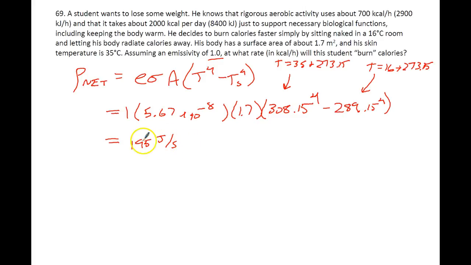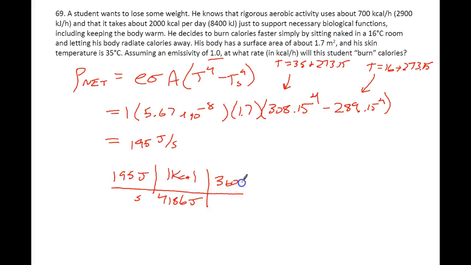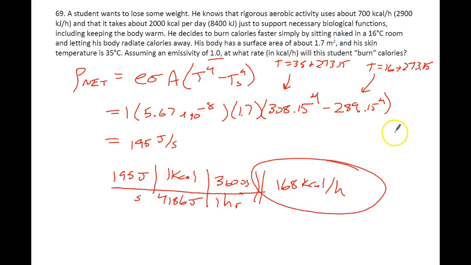But the reason we keep it in joules per second here is we want to convert it into kilocalories per hour. So 195 joules per second, and then I've got 1 kilocalorie per 4186 joules, and I know that there are 3,600 seconds in 1 hour. And so if you do that math, you should end up with 168 kilocalories per hour is what that person is losing while they sit there in that room. And that is the end of your problems.